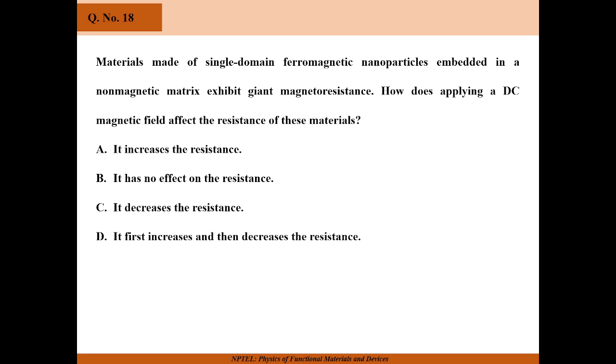Materials made of single domain ferromagnetic nanoparticles embedded in a non-magnetic matrix exhibit giant magnetoresistance. How does applying a DC magnetic field affect the resistance of the material? It increases the resistance. It has no effect on the resistance. It decreases the resistance. It first increases and then decreases the resistance. Which one do you think is the correct answer?